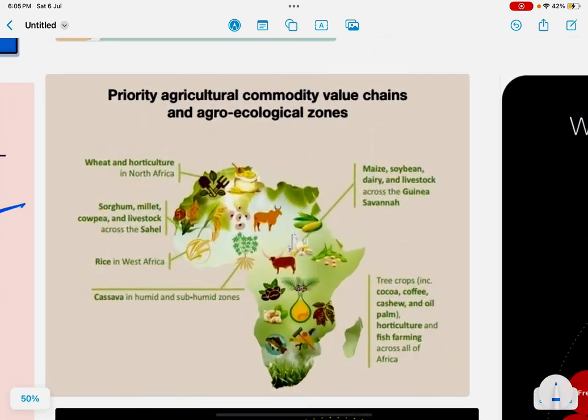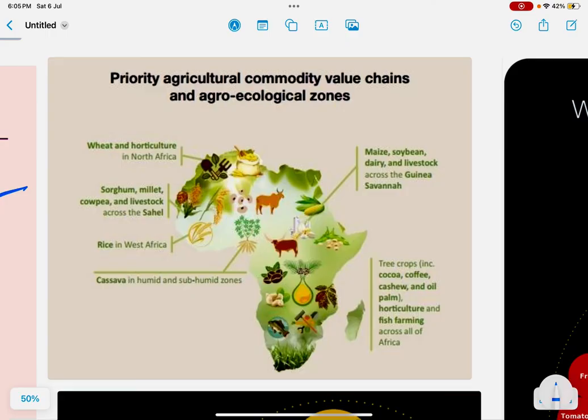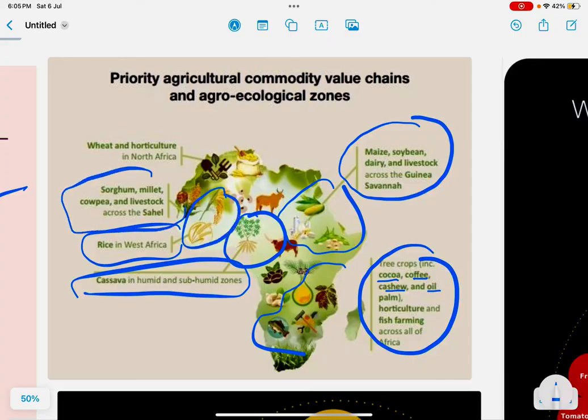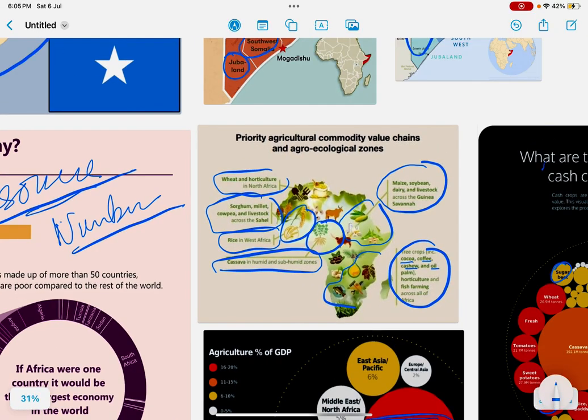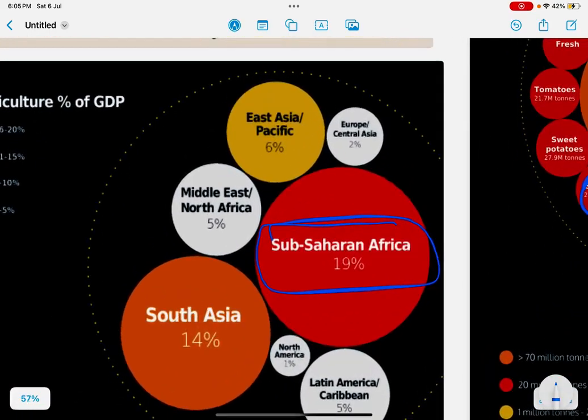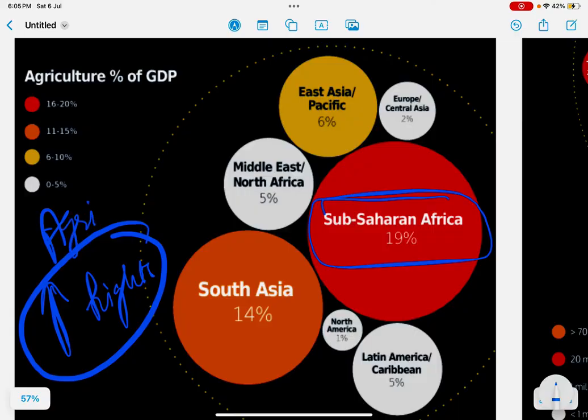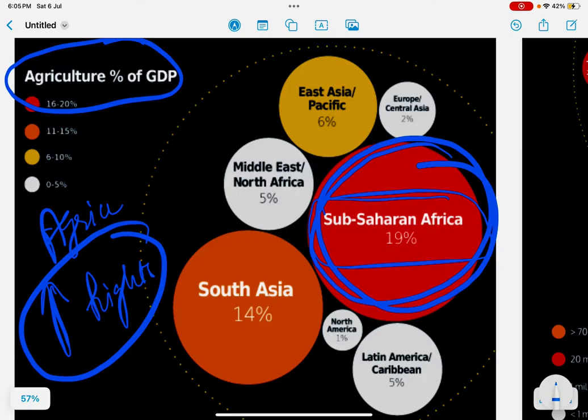So let's look at the priority agriculture commodities. Maize, soybean, dairy, livestock in this region. Then we have tree crops such as cocoa, coffee, cashew, oil palm, horticulture farming, etc. in this region. Then we have cassava and some humid crops in this region, rice in this region, sorghum, millet, and wheat and horticulture. So this is the share of agriculture. As you can see in GDP, sub-Saharan Africa has the highest contribution in GDP, agriculture being the highest contributor to the economies.